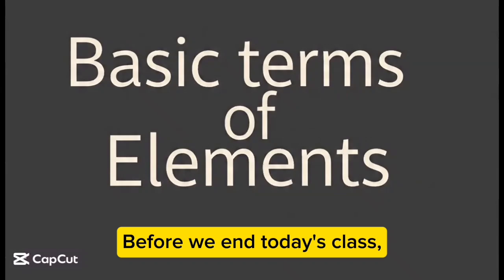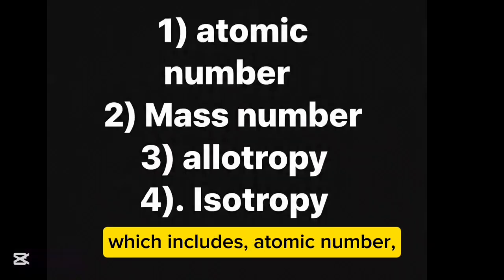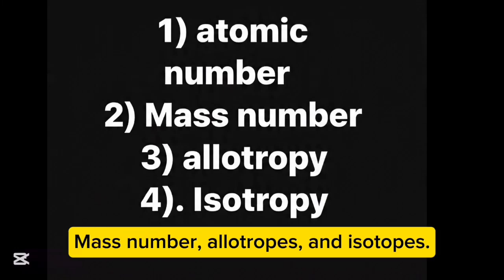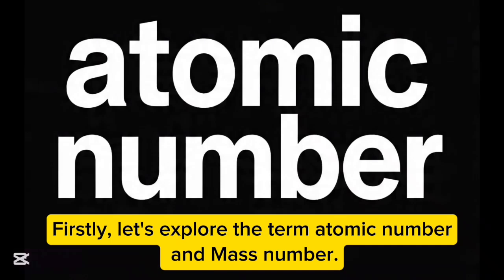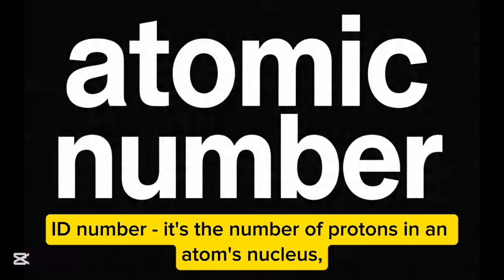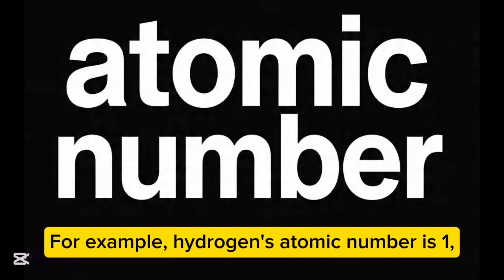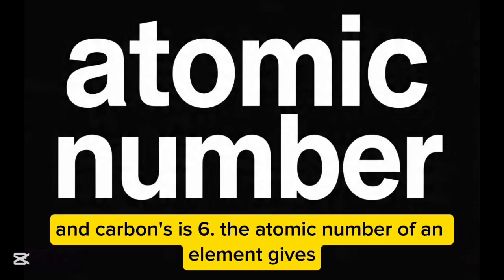Before we end today's class, let's look at some basic terms, which include atomic number, mass number, allotropes, and isotopes. Firstly, let's explore the terms atomic number and mass number. The atomic number is like an element's ID number. It's the number of protons in an atom's nucleus, which defines the element's identity. For example, hydrogen's atomic number is 1, and carbon's is 6.